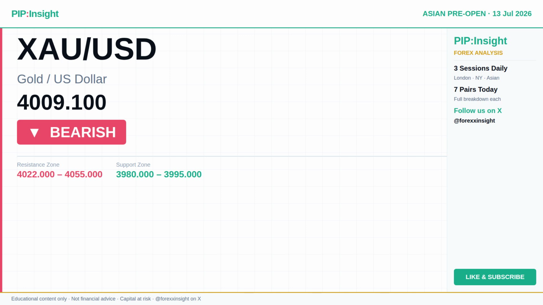So heading into the Asian session, the levels to keep on your radar are the resistance zone between $4,022 and $4,055 overhead, that's the base of the breakdown, and below price, the $3,993 intraday low followed by the $3,980 area as the next meaningful support. That consolidation range tells the story for tonight.